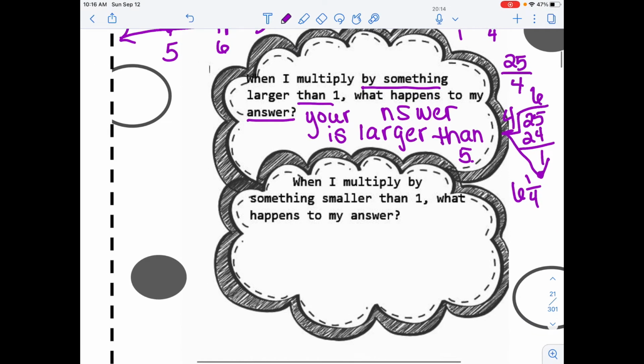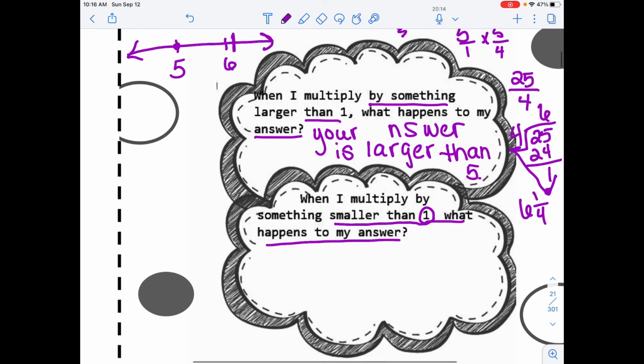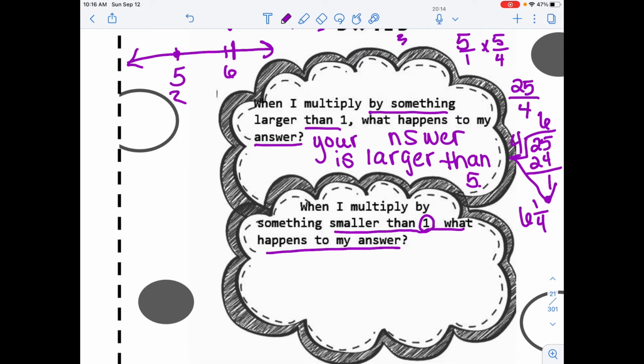Okay, now when I multiply by something smaller than 1, what happens to my answer? So if I'm going to multiply 5 by something smaller than 1, there's my number line again. So if I do 5 times just 1/4, what's going to happen? Good job. The answer is less than 5. Good job, Richland Rams.